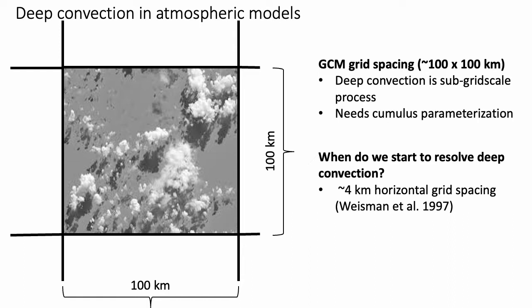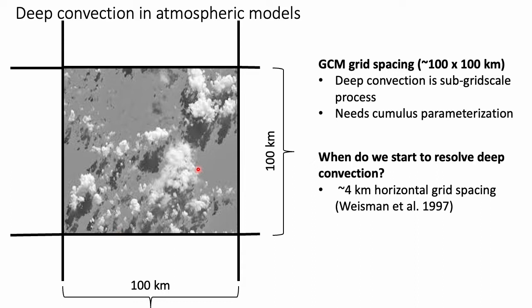So traditionally, if you look at global climate models, the state-of-the-art models that you find, for example, in the CMIP-6 archive are operating on the order of 100 kilometer grid spacing. So these are the more high resolution models. The problem that you have if you operate on such coarse grids is that convective clouds are much smaller than the grid cell that you have in your model. So you have to use cumulus parametrization schemes.